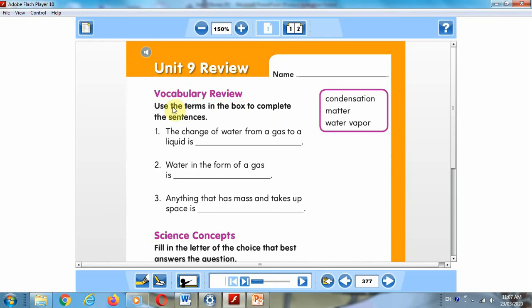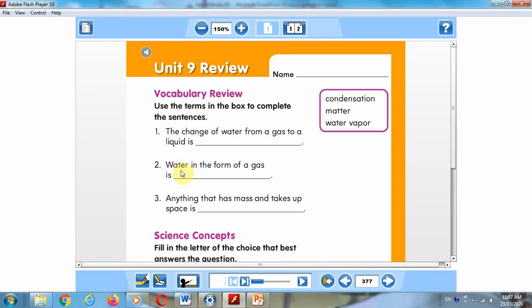Vocabulary review. Use the terms in the box to complete the sentences. Condensation, matter, water vapor. Number 1. The change of water from a gas to a liquid is when the water changed from gas to liquid. The change of matter from a gas to a liquid. This process is called condensation. It's called condensation.